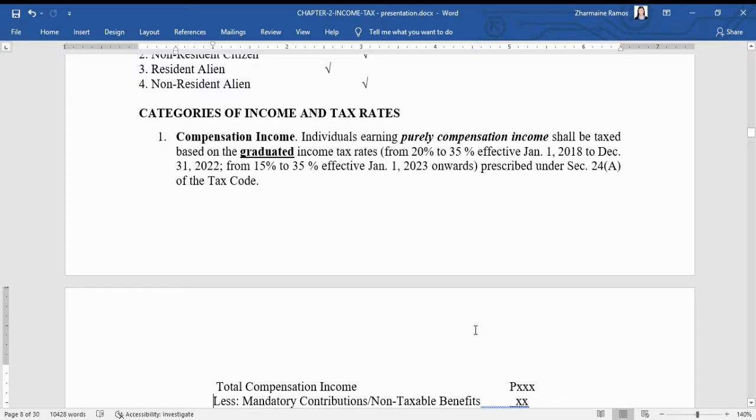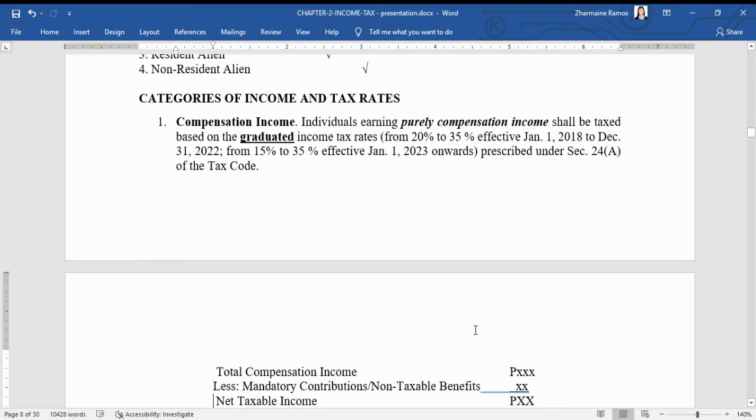What are the different categories of income and tax rates? So first is the compensation income. So individuals earning purely compensation income shall be taxed based on the graduated income tax rates. Na-discuss na natin sa definition of terms ang ibig sabihin ng compensation income. Ito yung mga income na nakukuha mo under an employer-employee relationship or contract. So, pag sinabing graduated, na-discuss din to sa chapter 1, these are taxes na yung tax rate nag-i-increase as the tax base increases.